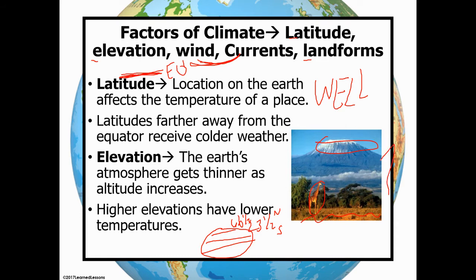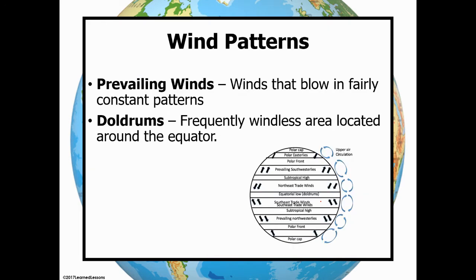Because as your elevation increases, the atmosphere in general is going to get thinner. And as it gets thinner, it's going to get colder. And that's going to allow it to snow at the top of mountains, even when it's super hot down below them. Okay. We also have wind patterns.